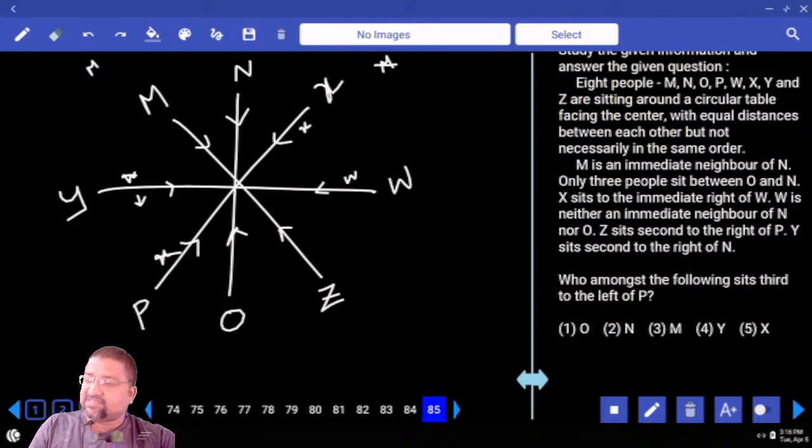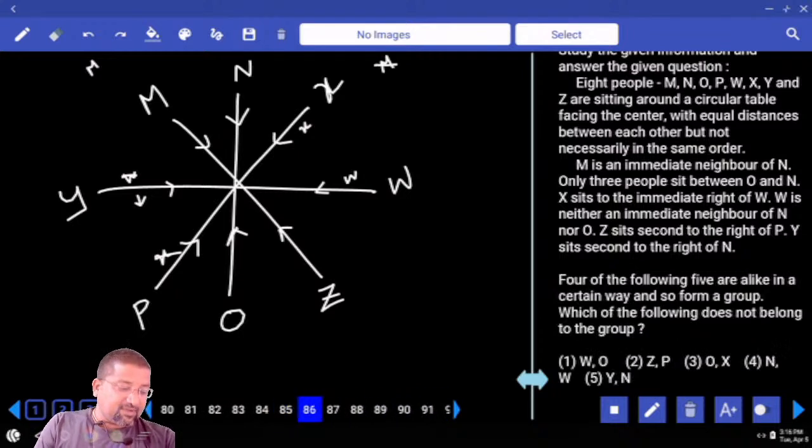P and Z. Who amongst the following sits third to the left of P? N. 86. Next is 86.